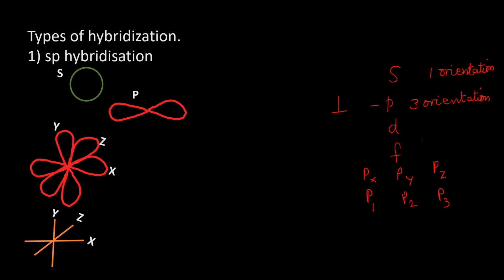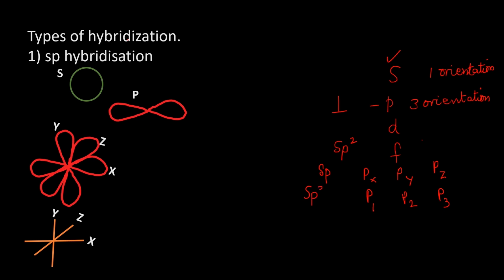If the s orbital hybridizes with one of the p orbitals, you remember all the p orbitals are degenerate, that is having same energy. So if the s orbital hybridizes with any one of the p orbitals, it is simply called sp hybridization. If the s orbital hybridizes with any two p orbitals, it is called sp2 hybridization. If all the three p orbitals hybridize with the s orbital, then it is called sp3 hybridization.